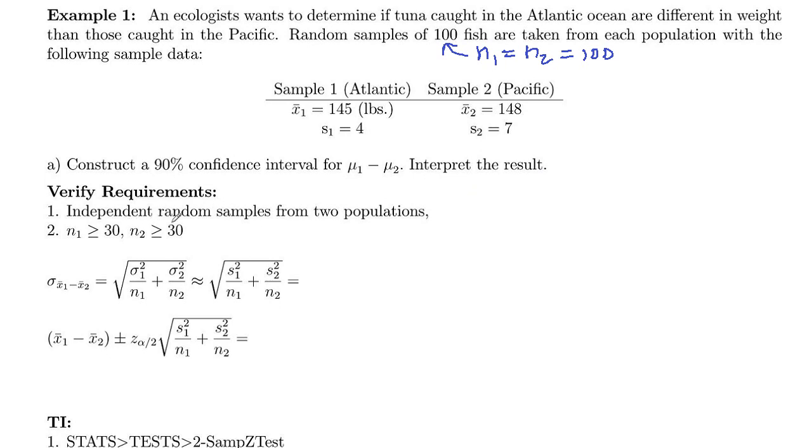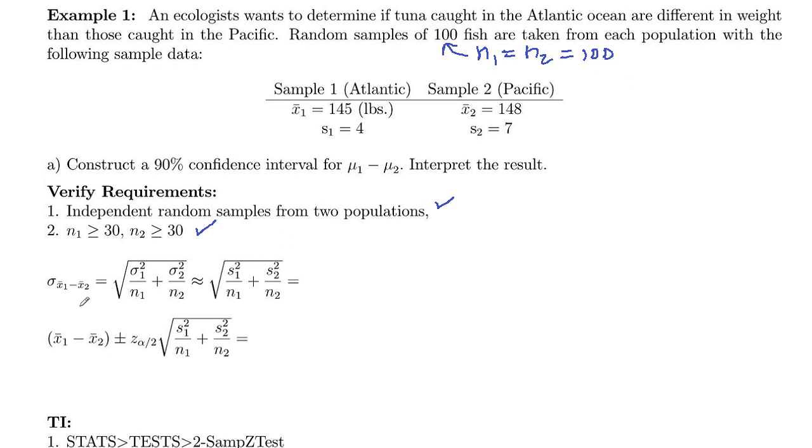So independent random samples from two populations. These samples, they should not be dependent. You know, we got Atlantic Ocean, Pacific Ocean. I would not think that they're related. Sample sizes greater than 30? Yes, they were both 100. Okay, so both of those check out.